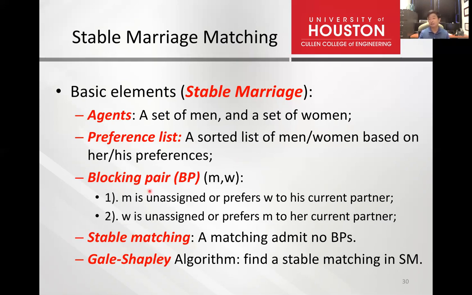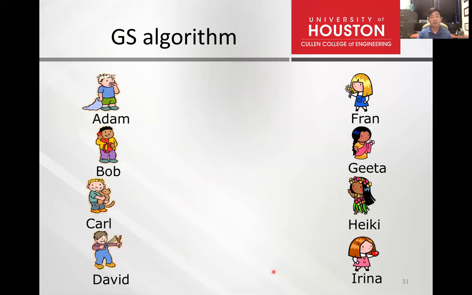Moreover, it's not centralized control. Everybody just searches for the nearby one, so this is low complexity. Here we use the Gale-Shapley algorithm to find a stable marriage solution. So what is the Gale-Shapley algorithm? Here is the example. We have a set of men who prefer a set of women.